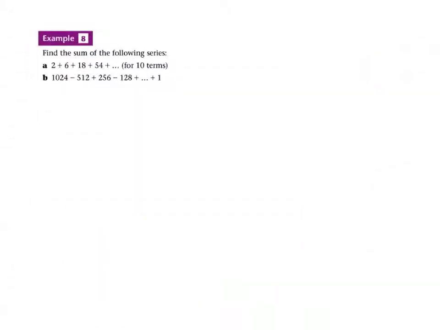Okay, so here's an example of this type of question. Now, if we look at the first one here, a, we can see straight away that a equals 2, the first term is 2. R, the common ratio, is 3, because you're doing 2 times 3 is 6, times 3 is 18, times 3 is 54. And we're given that n is 10.